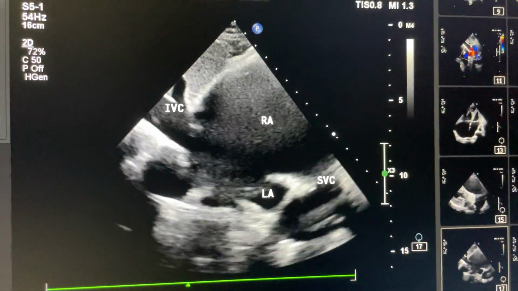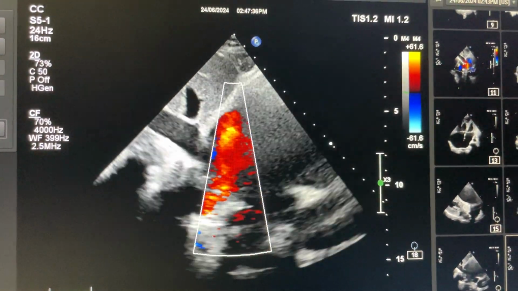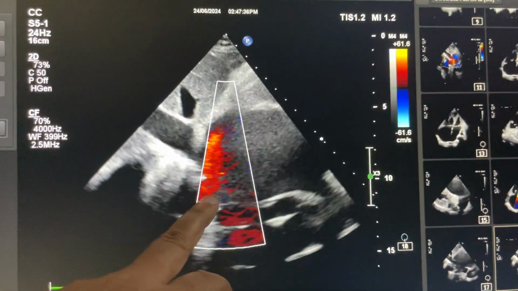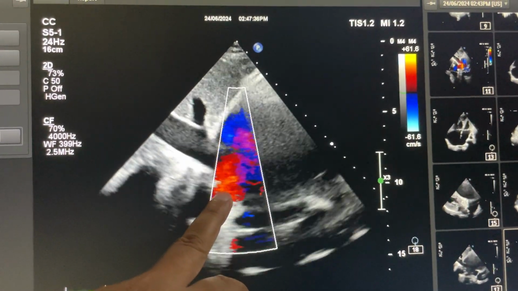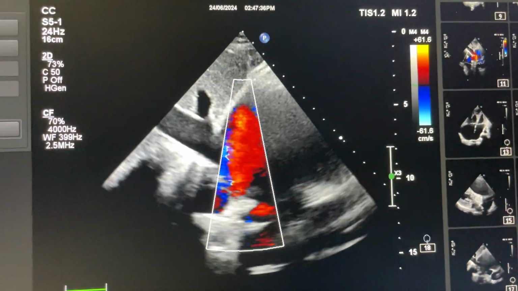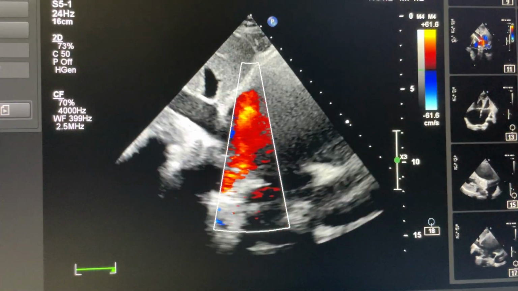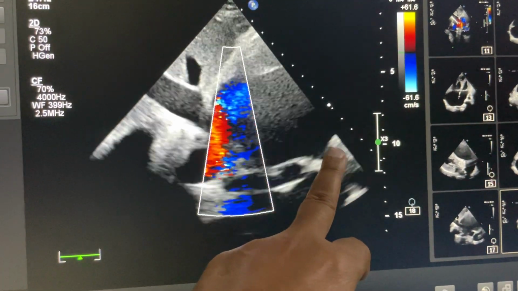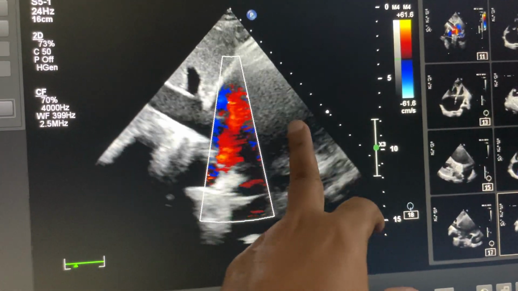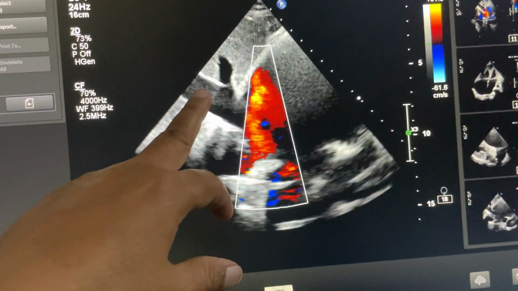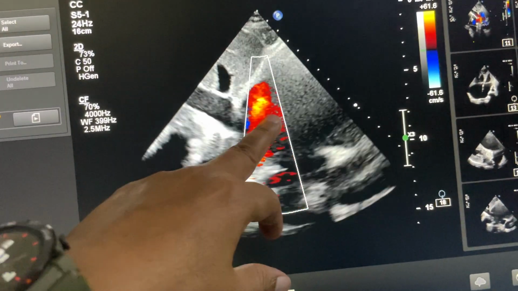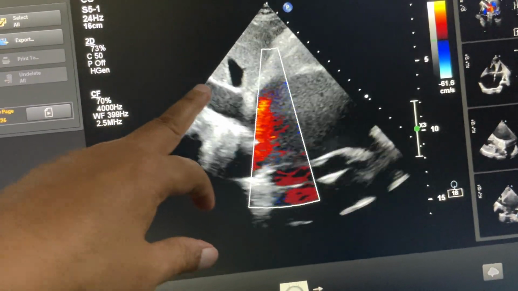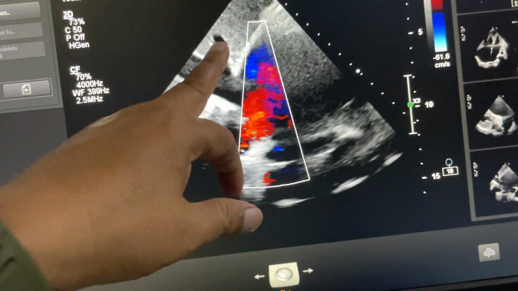Moving to the next image, again the same thing. You can see the flow. This is the flow from the right lower pulmonary vein directly into the right atrium. This is IVC, this is SVC, this is SVC. Any communication draining into the right atrium, SVC. Any communication draining directly into the right atrium from this side, this is IVC. This is the hepatic vein.